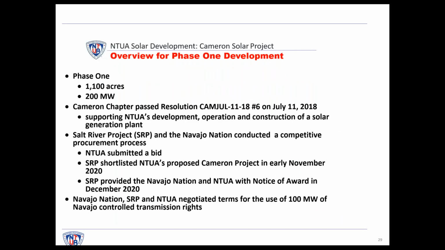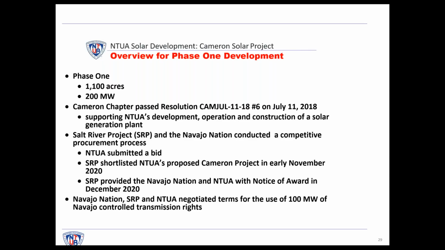So phase one, because this is a multi-phase project, is on 1,100 acres. It's a 200 megawatt project. Again, we went through the chapter process and got a resolution passed. We worked with Salt River Project to conduct a competitive procurement process, in partnership with them. They specified that only a tribal entity would be allowed to bid this particular project, and that of course was us, so we did.